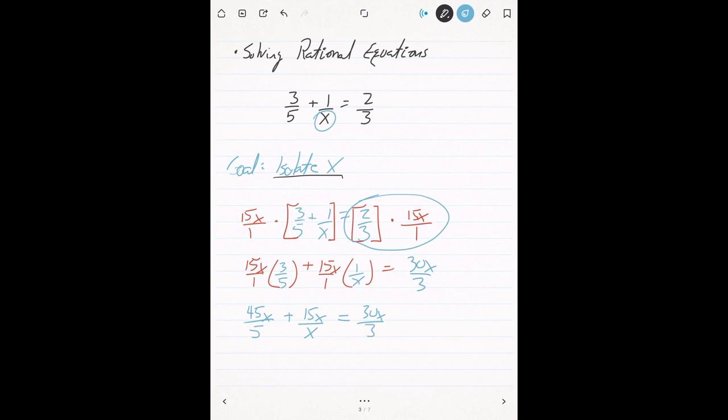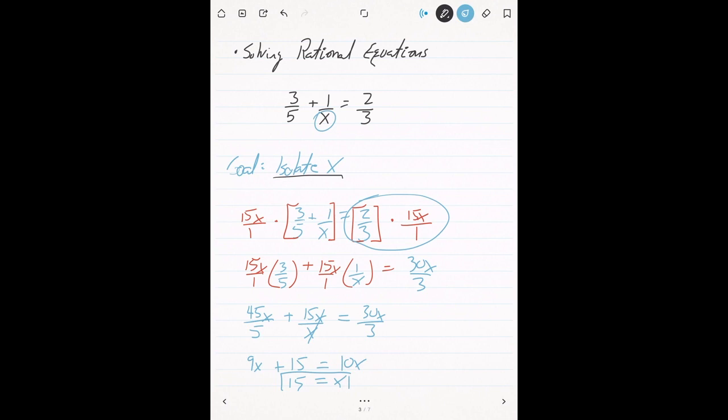So we can simplify all of these. 45x divided by 5 is 9x. And 15x divided by x just cancels out to be 15. And here we have 30x divided by 3 is 10x. Well, if I subtract 9x from both sides, I get x is equal to 15 again. I get the exact same solution as before.